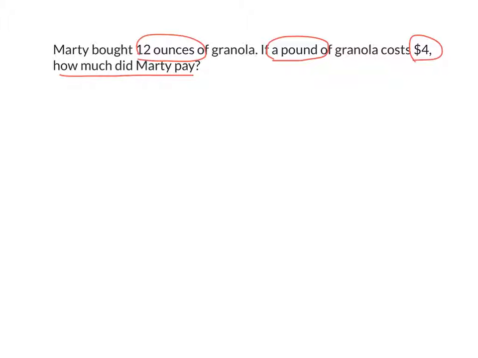The problem tells us that Marty bought 12 ounces of granola. One might call that our old units, right? But the price is in pounds. So can I just charge him 4 times 12 dollars? That's not fair. It's $4 per pound, not $4 per ounce, right? If I did that, I'd probably charge him way too much money. So this is a multi-step problem.